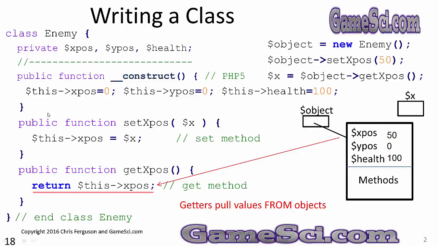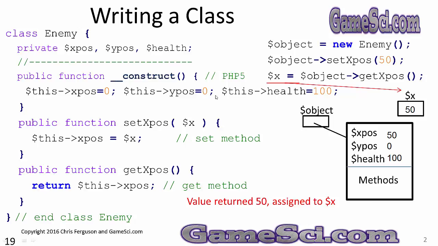Remember what I said before, getters pull values from the object. The 50 that's in the object is going to be pulled out and sent back to the caller. Return it to whoever called getXPosition, send that 50 back. Now, where's that 50 going to go to? It's going to go to $x. So this returned a 50 here, and we assigned it to $x, and the 50 showed up over here. That's not too complicated, is it?